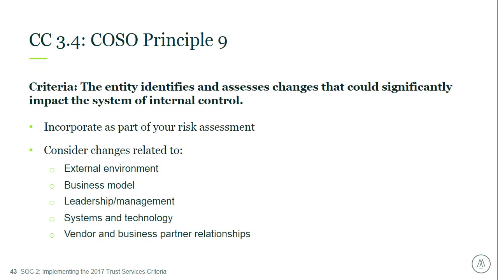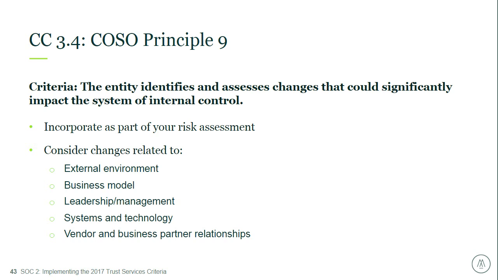The next one is COSO Principle 9, which says the entity identifies and assesses changes that could significantly impact the system of internal control. This is another great one where you probably have to expand controls from what you had before, but you can build them into controls you already had in place. So you probably had a risk assessment control, and just making that more explicit that during the risk assessment you're thinking through changes during the year or upcoming changes that could impact your system of internal control.